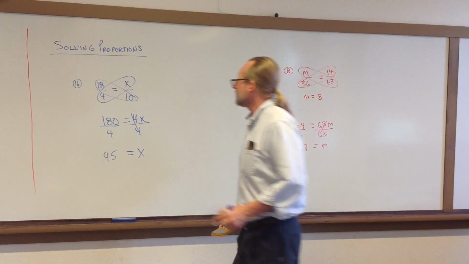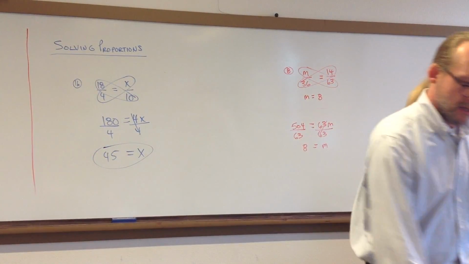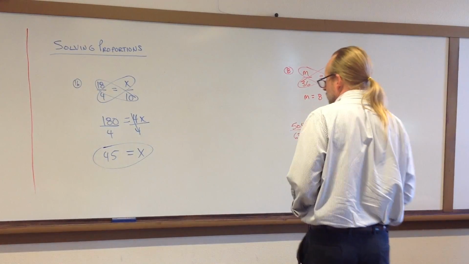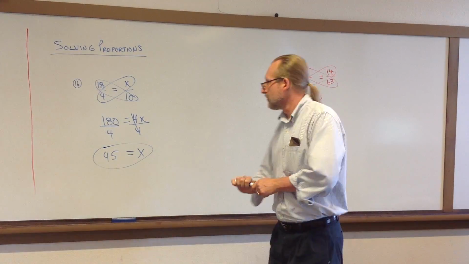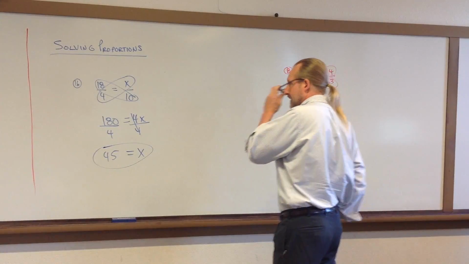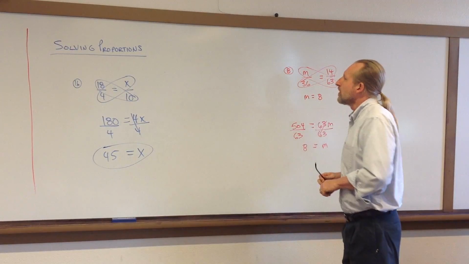Okay, so x equals 45. All right, so that's the basic idea of solving proportions, right? This is, like I said, what people used to call the rule of 3, and it goes back deep into antiquity. It's been a very useful process.